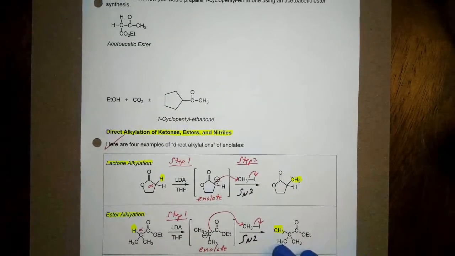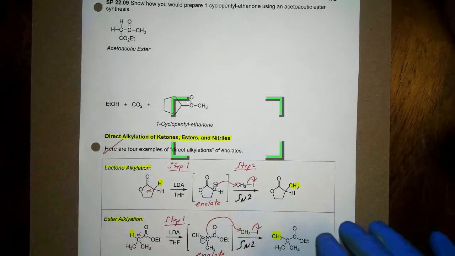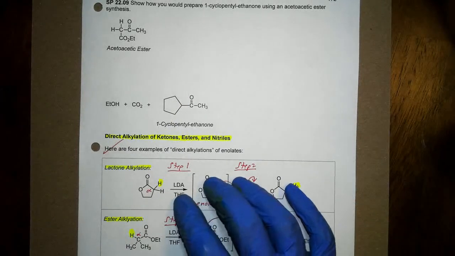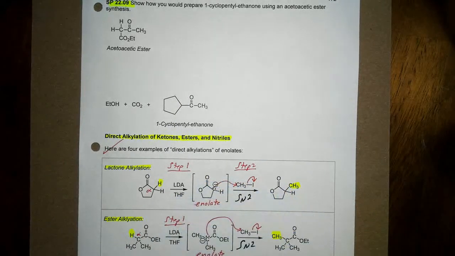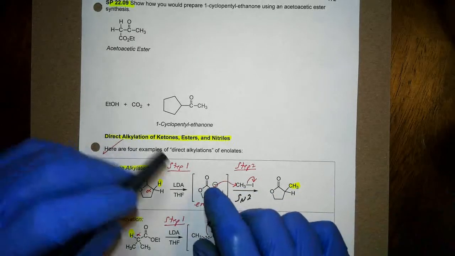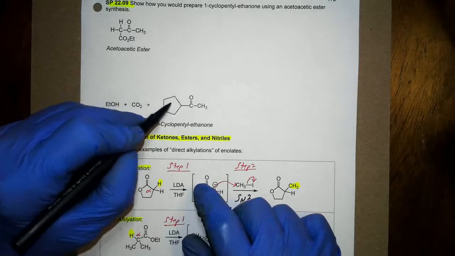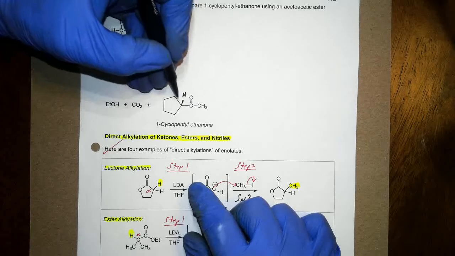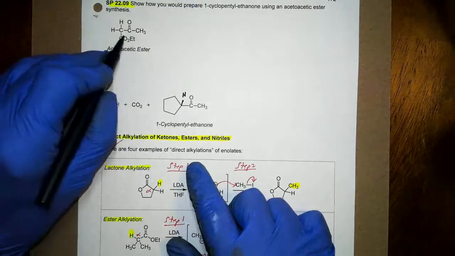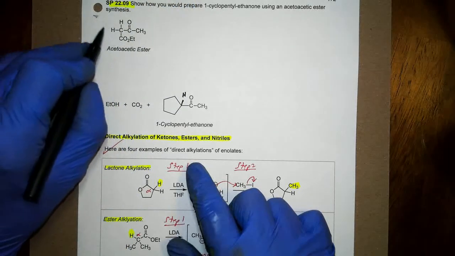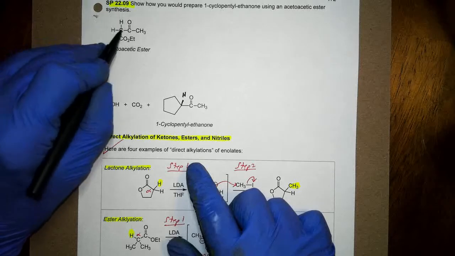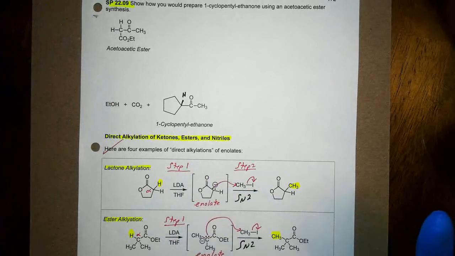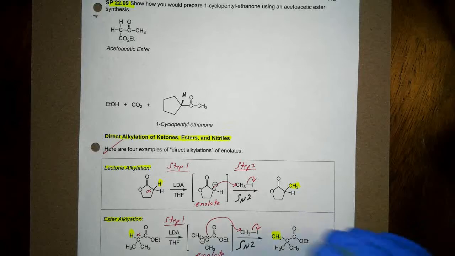Now, here's the last one, and we'll be done. Sample problem 22.09. Now this was a little different, but not so different that we can't engage upon doing it. Here we're trying to make a ring. But you have to be careful because you have to realize that the carbon here is the alpha carbon. So how do we put a ring on there? Well, you can't do it directly. You kind of have to do it indirectly.